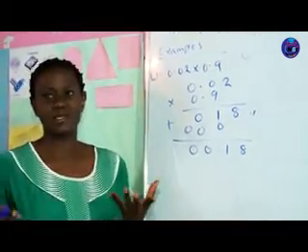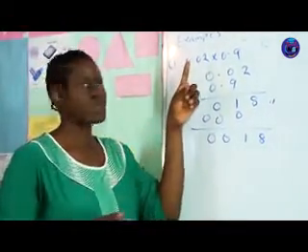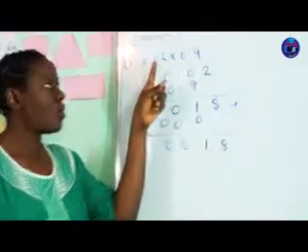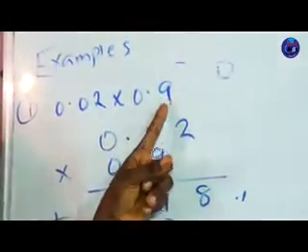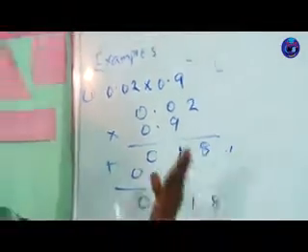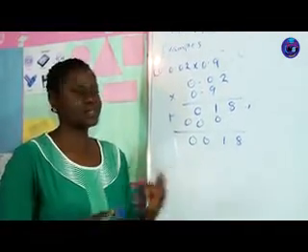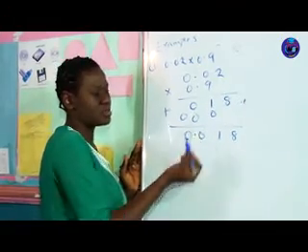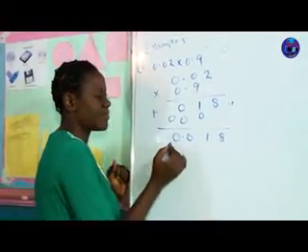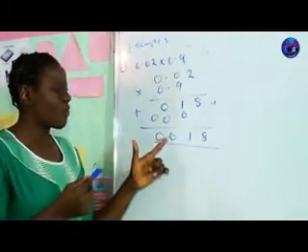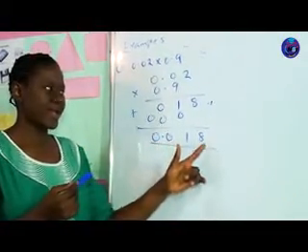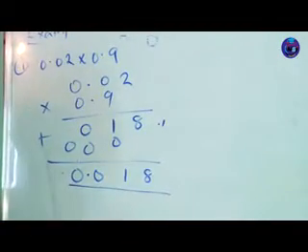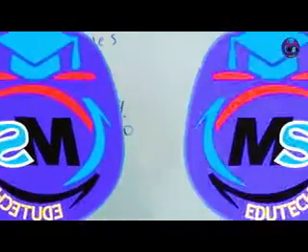Now decimal numbers. How many decimal places do we have? Let's count. 1, 2, 3. So we need to count 3 places from this answer. Let's count. 1, 2, 3. So I place a point here. The answer becomes 0.018. Now, how do we multiply fractions?